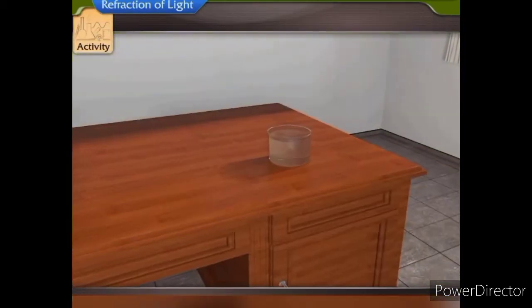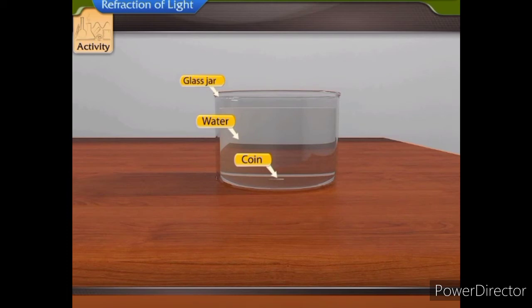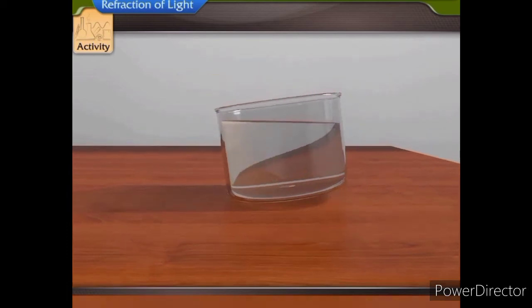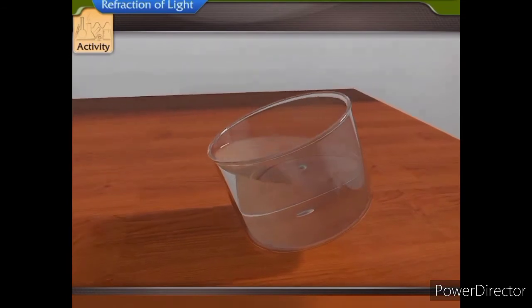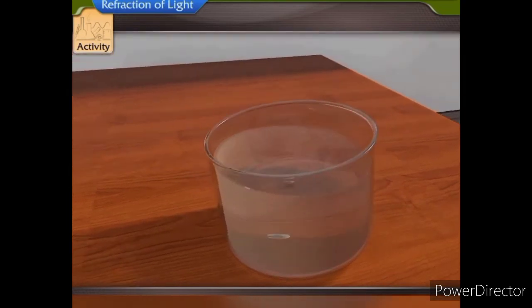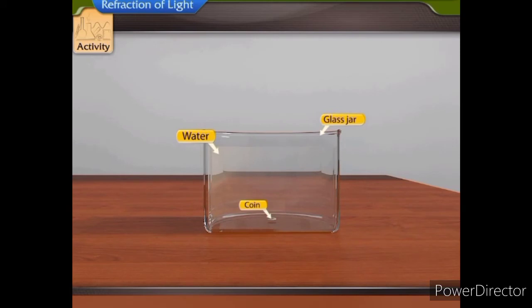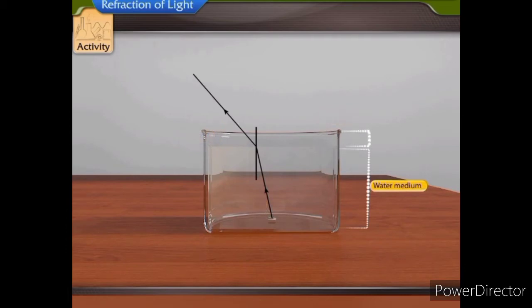Activity. Place a coin at the bottom of a glass jar containing water. Now tilt the jar suitably. When viewed from a suitable angle, the coin appears to be floating. Can you explain why? When you place a coin at the bottom of a glass jar, the rays of light begin to emerge from the coin. Initially, they are in the water medium. When the rays emerge out of the water, they travel in the air medium. On entering the air medium, they change their direction.